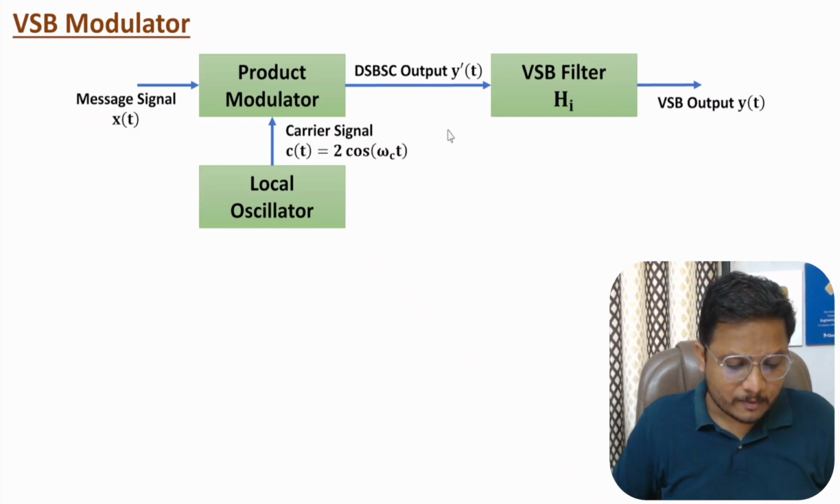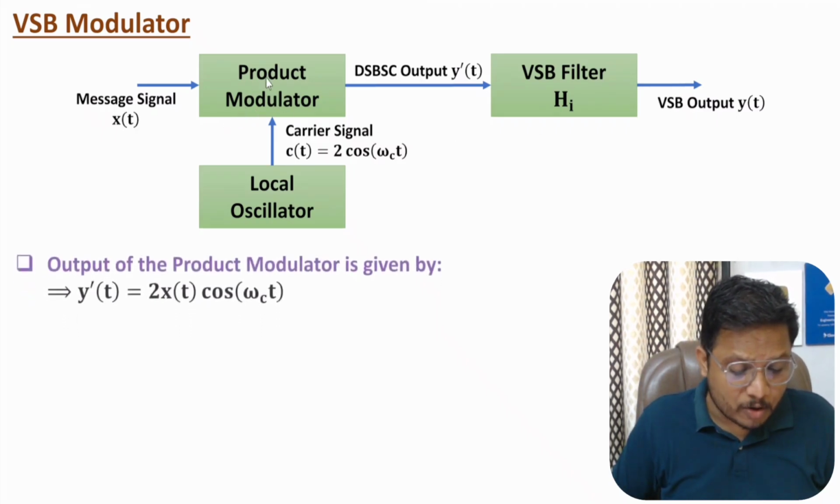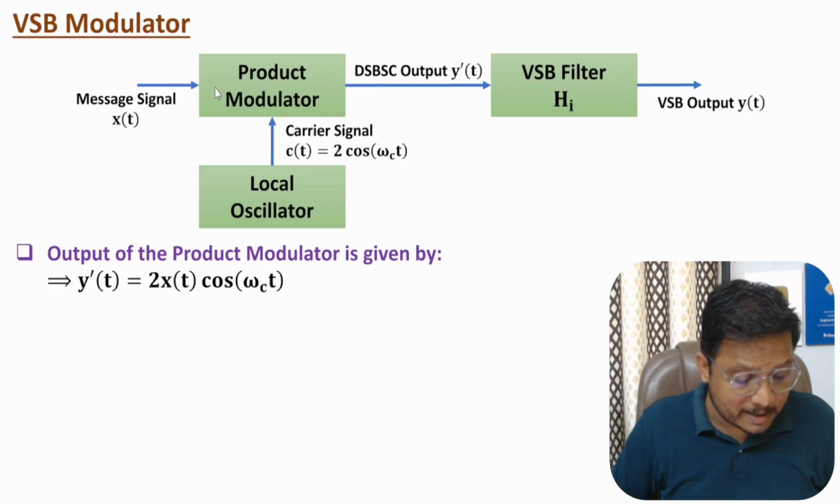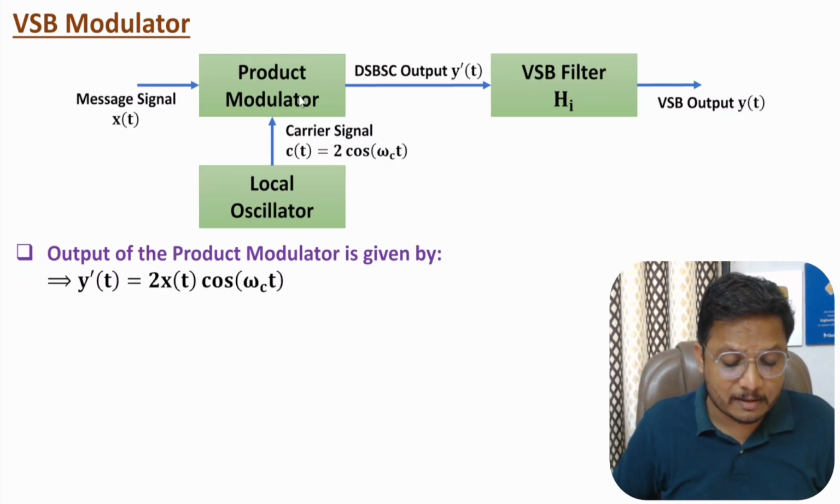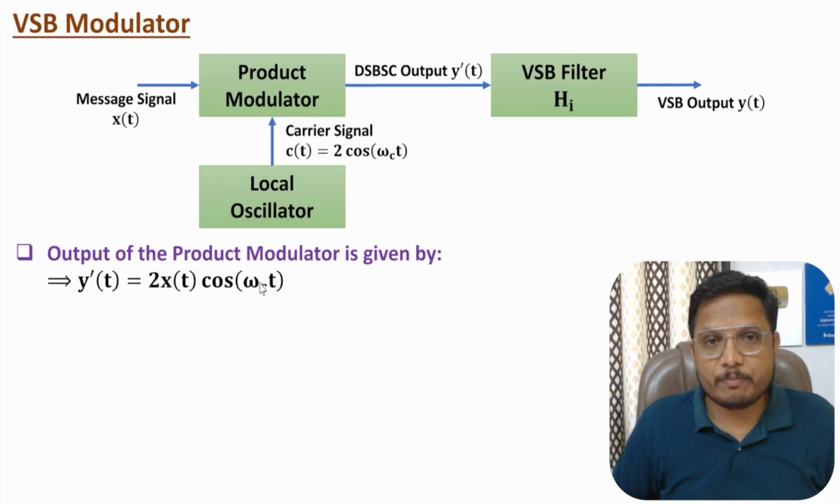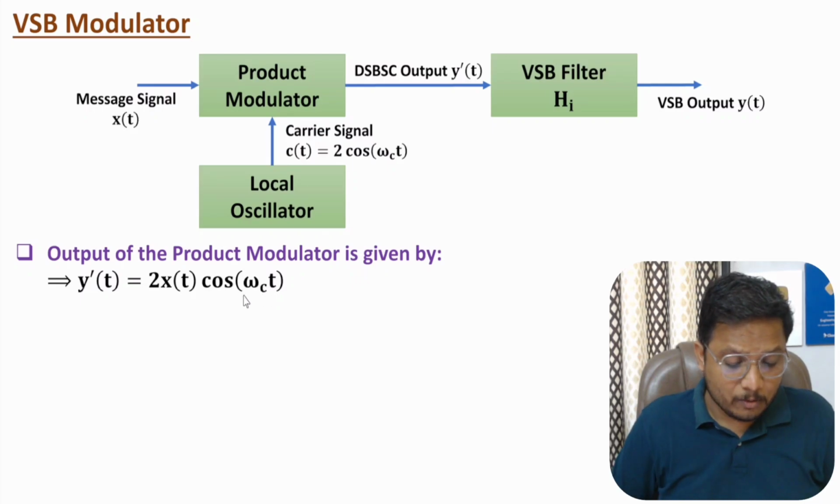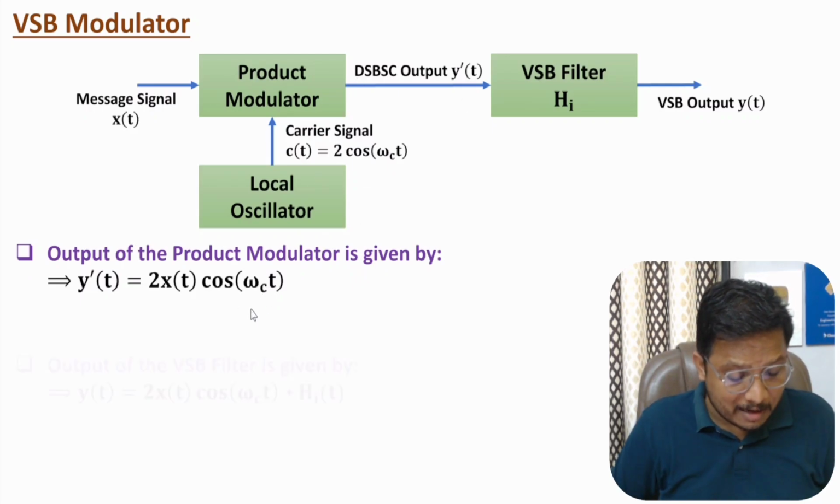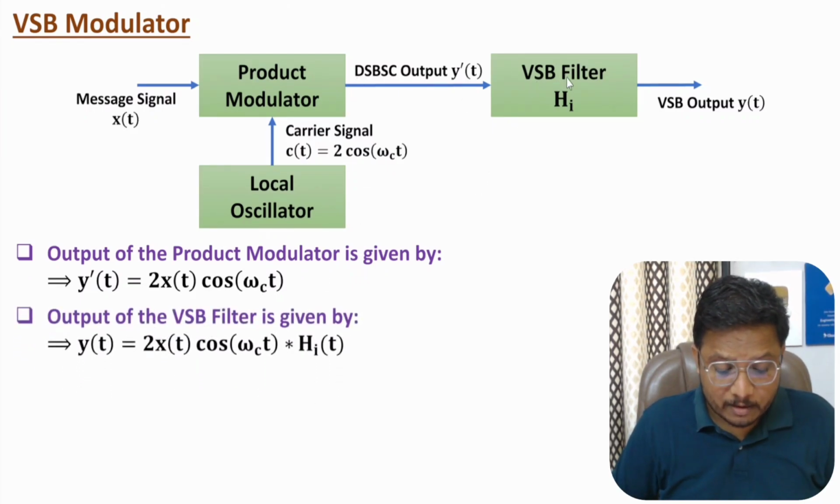right? So here the output of the product modulator will be the multiplication of the message signal x of t and the carrier signal. Here we are considering the carrier signal to be 2 cos of omega ct, right? So this is the multiplication of message and carrier, that is the output of the product modulator, and this is what? DSBSC output, right? Now this DSBSC output we give to the VSB filter. The VSB filter has a response that is h i of t, right?